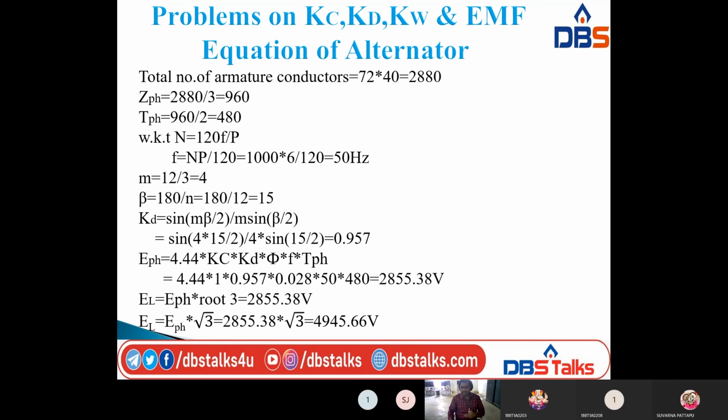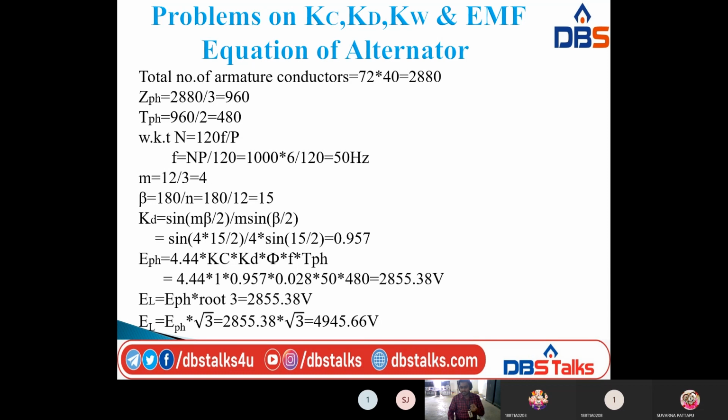And then we will calculate the distribution factor. Here I am not calculating the pitch factor. Why? Because the clue given is that it is a full pitched coil, and for a full pitched coil the pitch factor is 1. Only the distribution factor needs calculating. For that I use m and beta, which I already calculated. Substituting the m value and beta value into this formula, we have the distribution factor of 0.957.